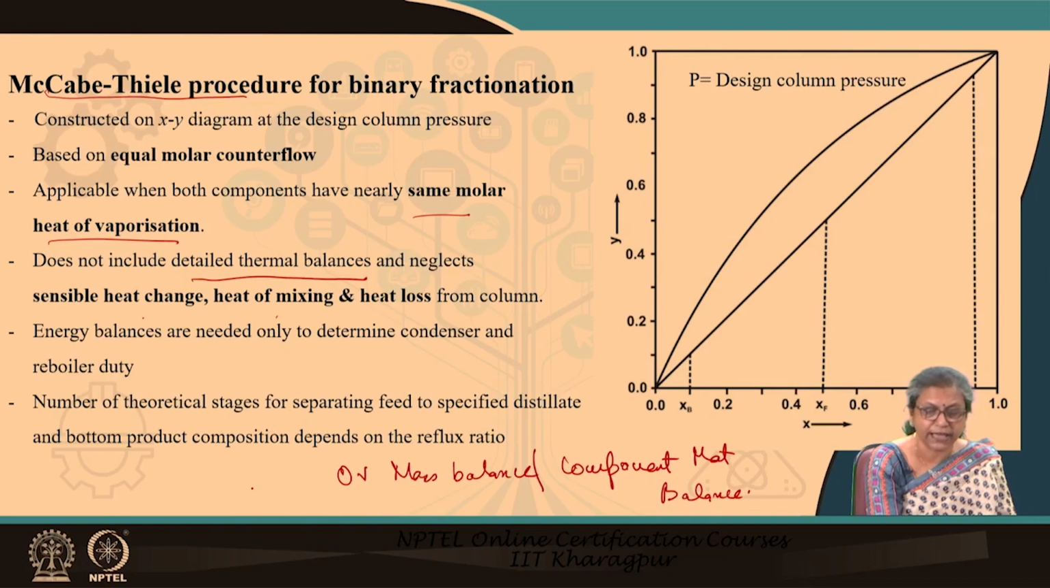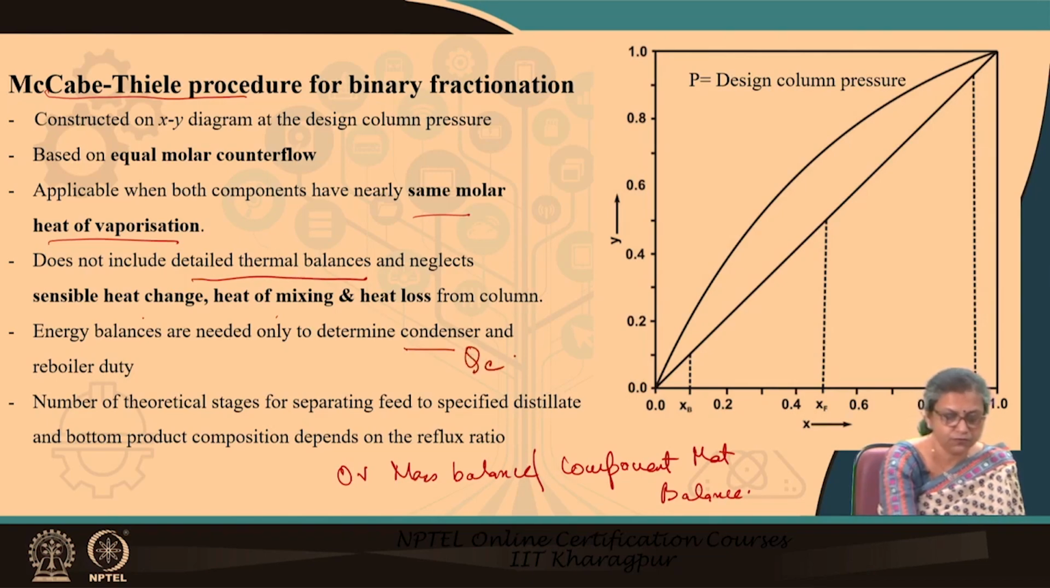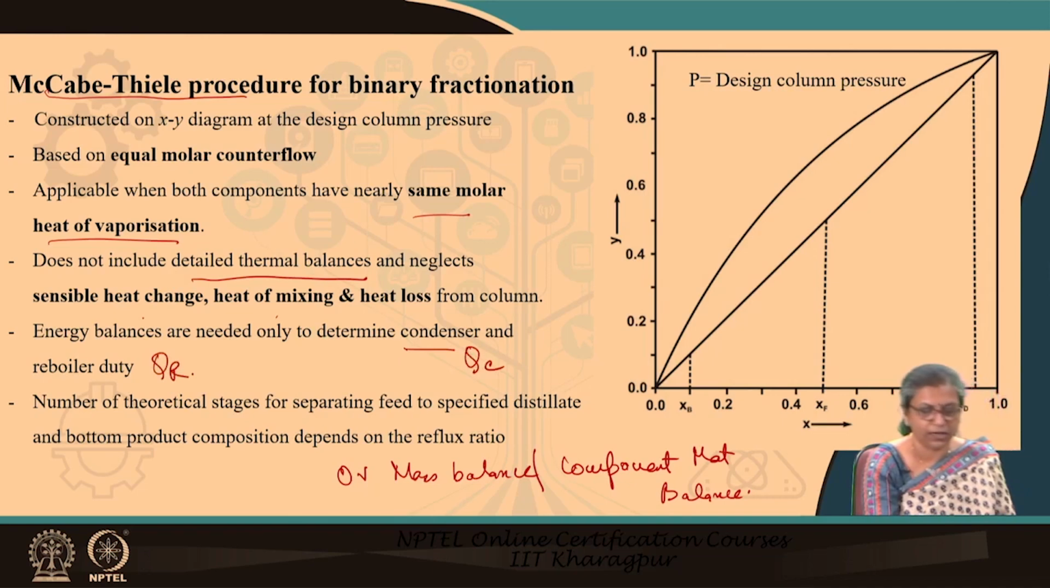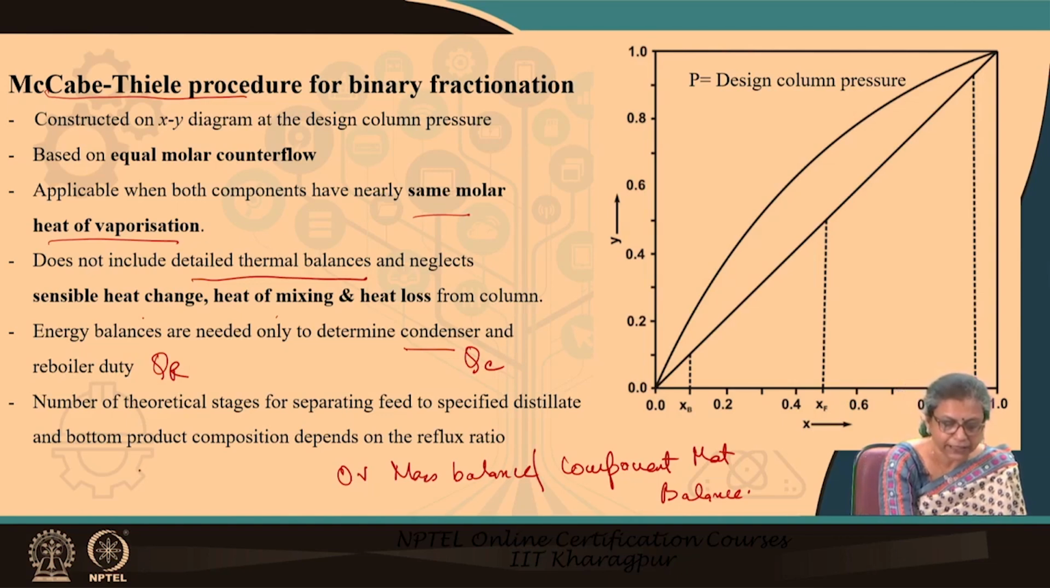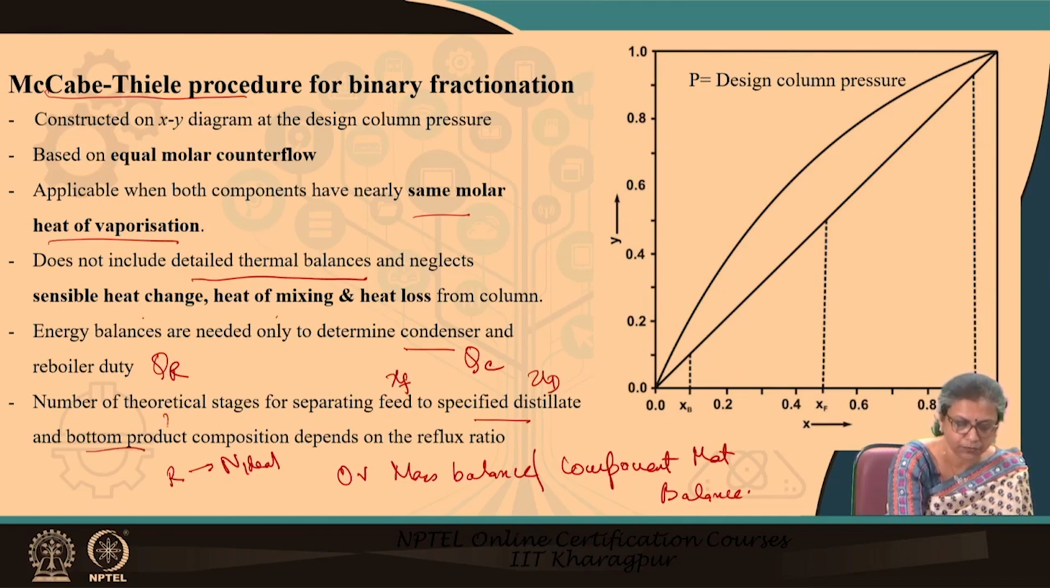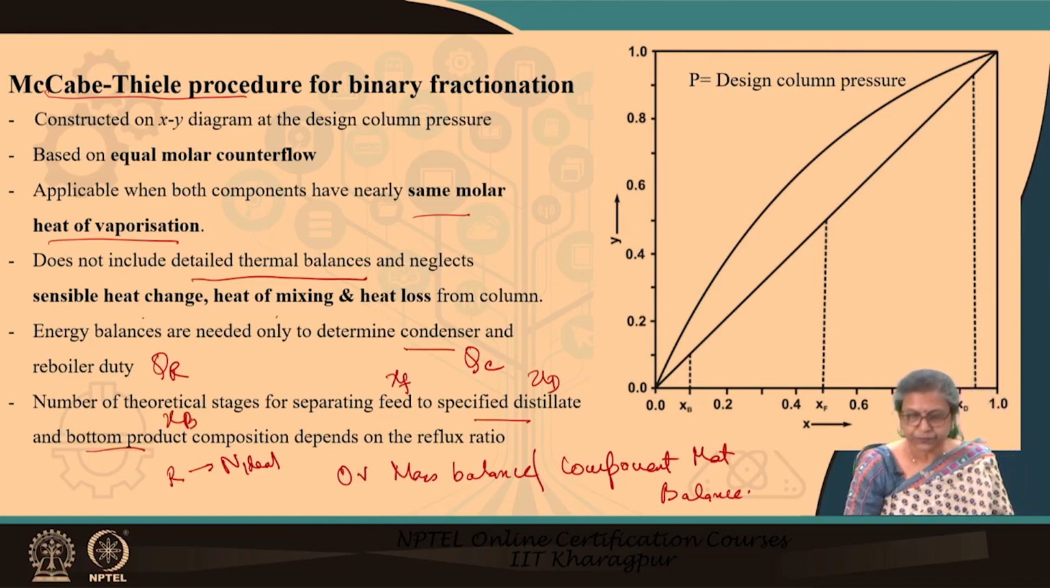The heat duties are just used in order to determine the condenser heat duty, which has been designated as QC, and the reboiler heat duty QR. Other than that, we do not use them, and we find that for each particular R, there is a corresponding ideal number of stages which will be required for separating the feed of composition XF into a distillate composition of XD and a bottom product composition of XB.